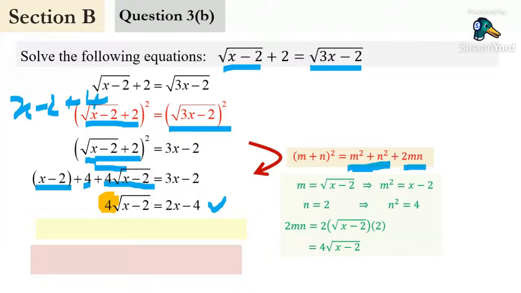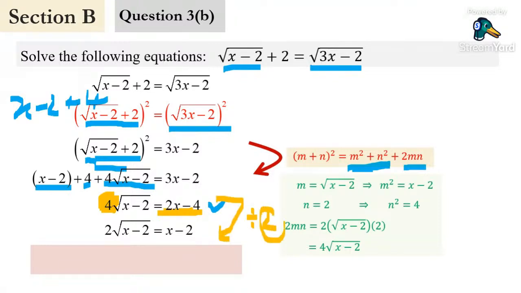So we try to check, is there any common factor of 4 on the right hand side? So 4, 2x minus 4. So common factor, I believe, is 2 only. So I will divide 2 on both sides. So I reduce the number here.